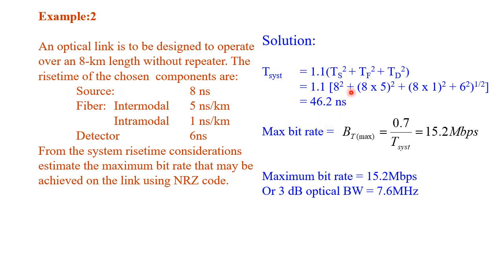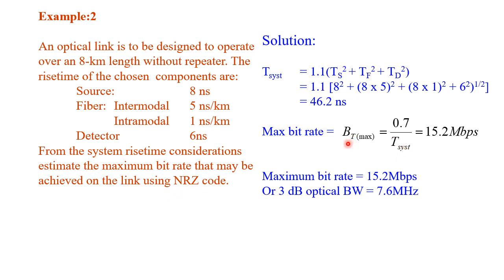We know that the formula is 1.1 times the root of ts squared plus tf squared plus td squared. By taking that whole root, we get the total system rise time as 46.2 nanosecond. Now from this we can find out the maximum bit rate. So BT maximum, that is, t system is equal to 0.7 by BT for the non-return to zero code, we know that.